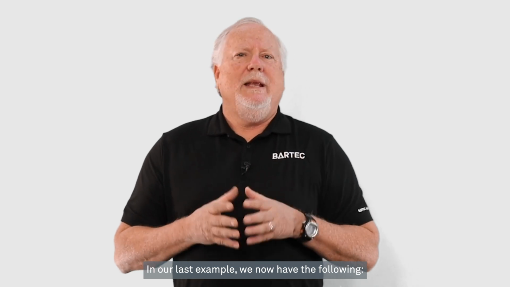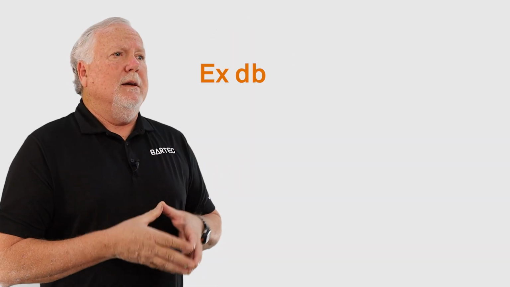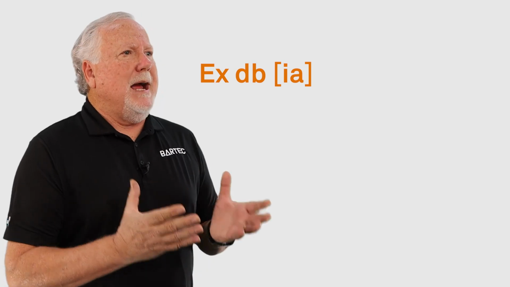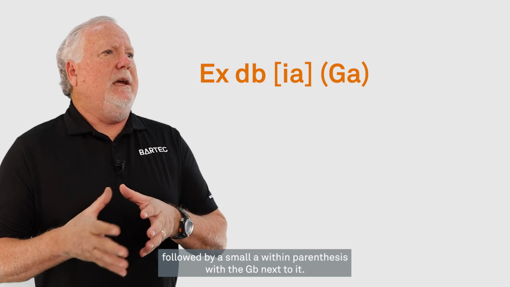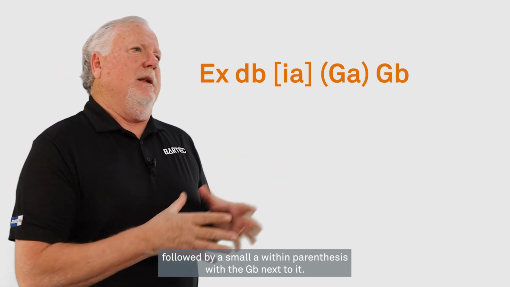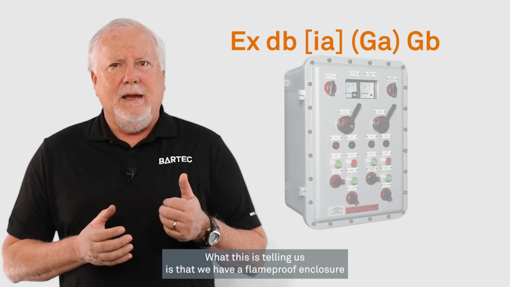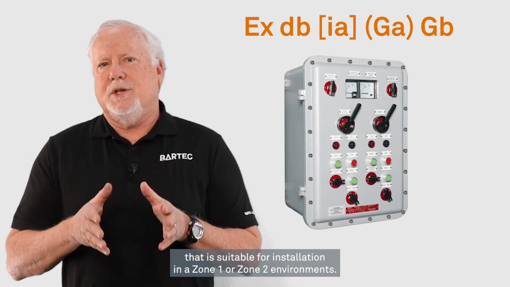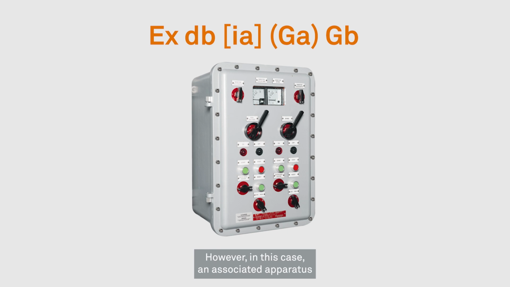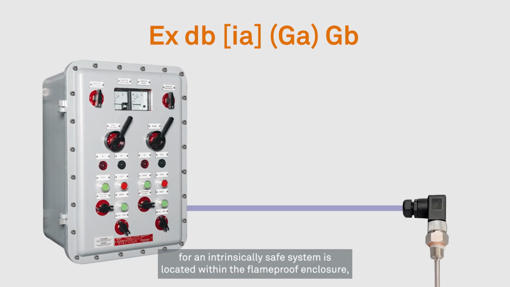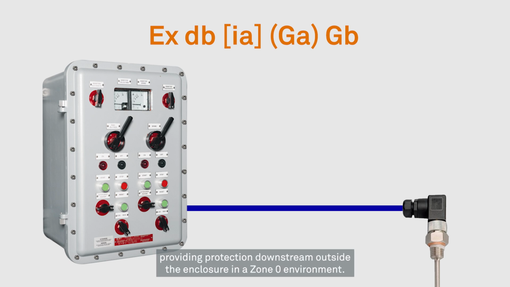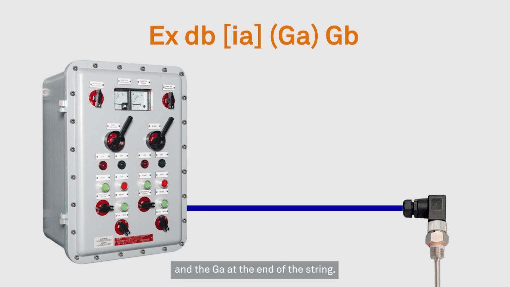In our last example, we now have the following: the EX followed by db, flame-proof, but now we see an ia in brackets. At the end of the string, we also notice a capital G followed by a small a within parentheses with the Gb next to it. What this is telling us is that we have a flame-proof enclosure that is suitable for installation in a Zone 1 or Zone 2 environment. However, in this case, an associated apparatus for an intrinsically safe system is located within the flame-proof enclosure, providing protection downstream outside of the enclosure in a Zone 0 environment. We understand this by noticing the ia in brackets and the (Ga) at the end of the string.